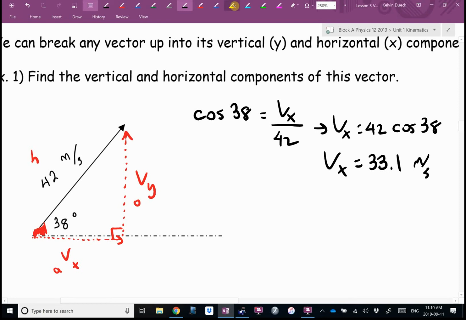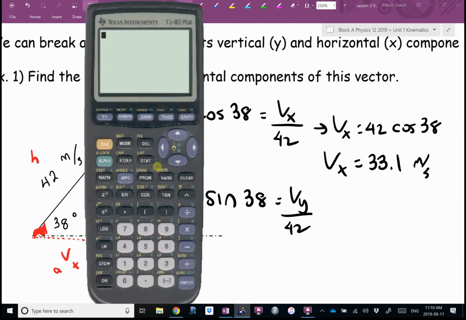Now let's find Vy. Which trig function? Sine? Told you it wasn't always tan. What always goes next to the trig function? The angle. Vy over 42. Hey, how would I get the Vy by itself? Same as I did the Vx. Look up, everybody. Little time saver for you.